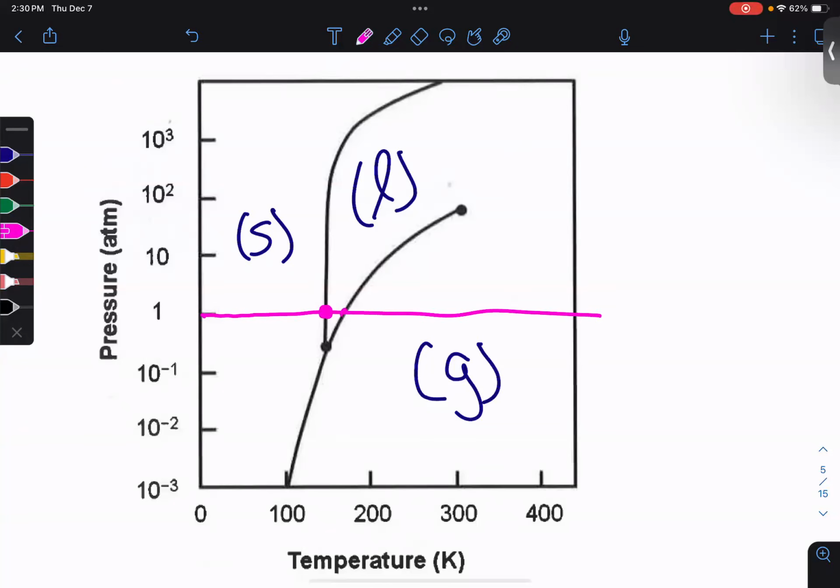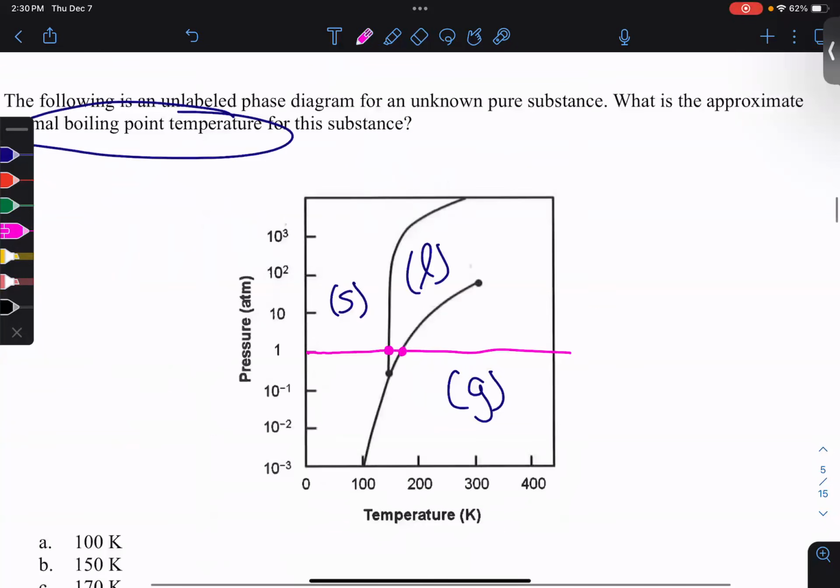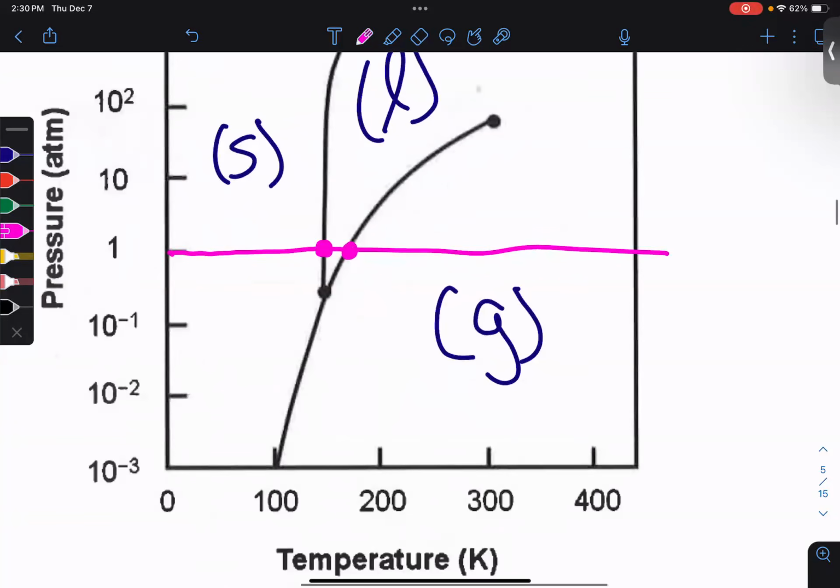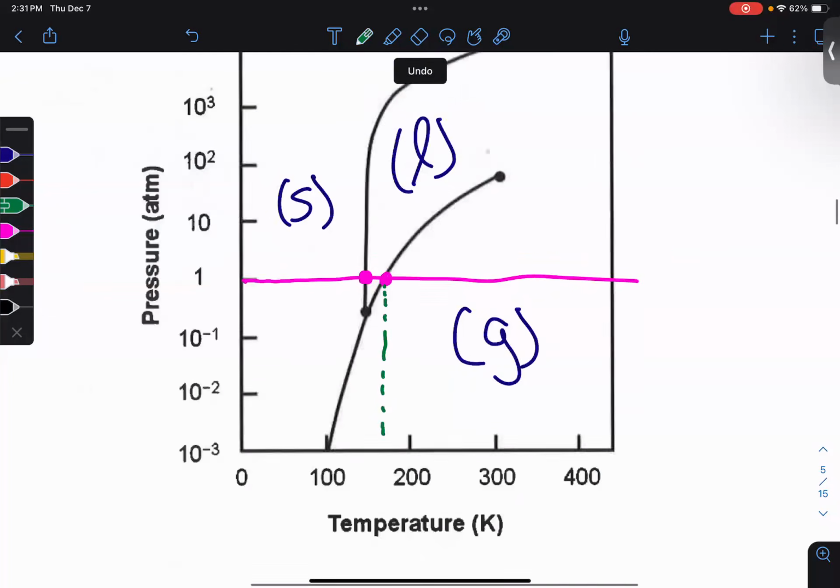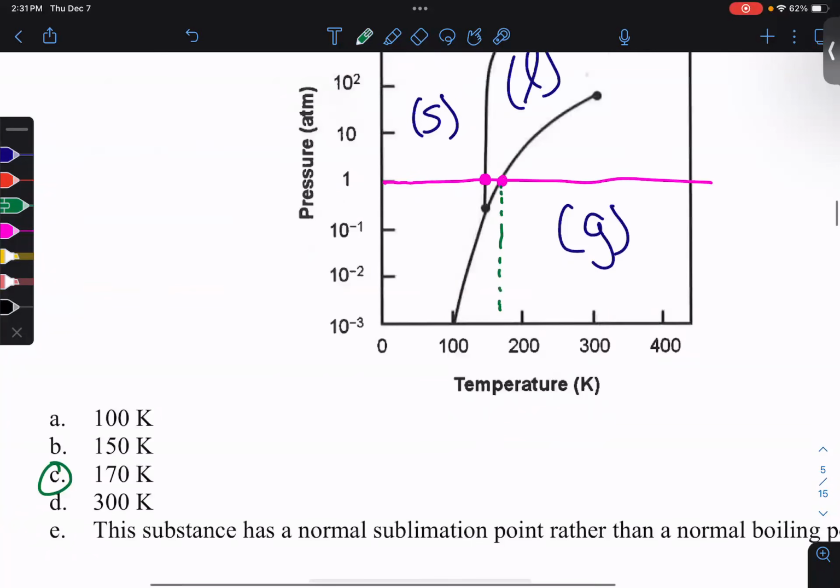So here's a point, but we need to make sure that we choose the right one. What are we looking for? Boiling point temperature. So do we want this first dot or this second dot? The second one, because we want the transition between liquid to gas. So we want whatever temperature this is. That's like 175-ish, is that an answer? Whatever, yeah, 170, sure. Okay.